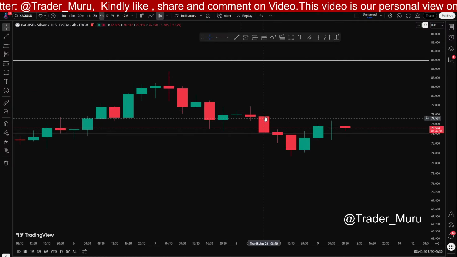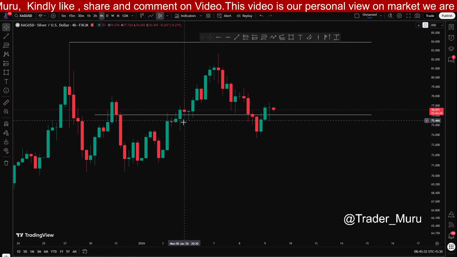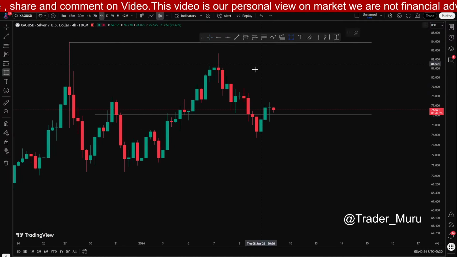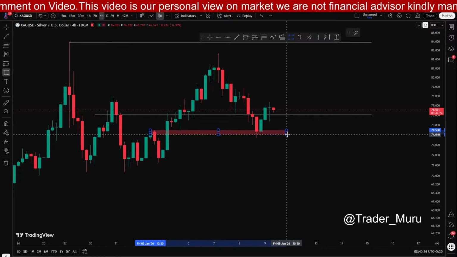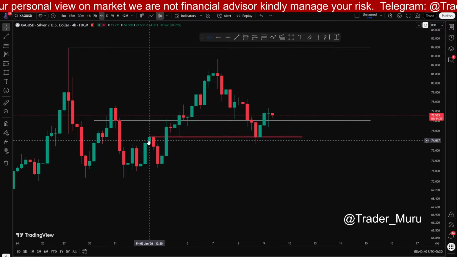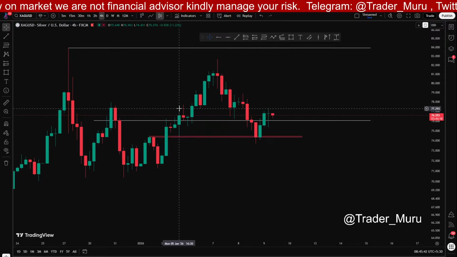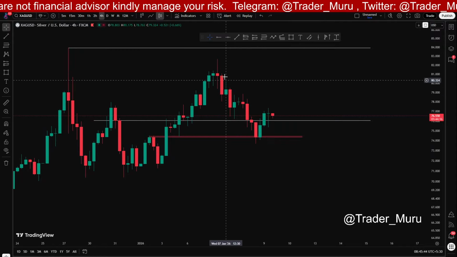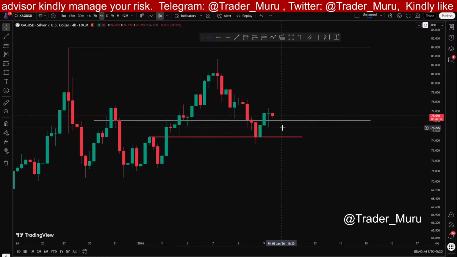Now let's see this area in the 4 hour time frame. In 4 hour, price has tested this area and is trying to hold it, because this was the last breakout structure. After that we don't have any significant retracement.